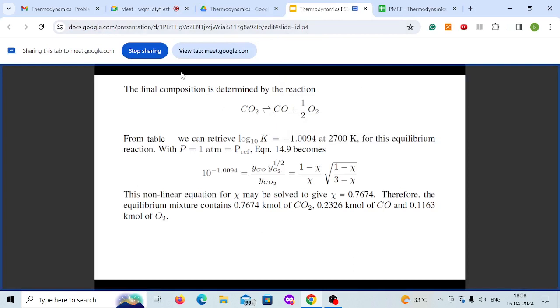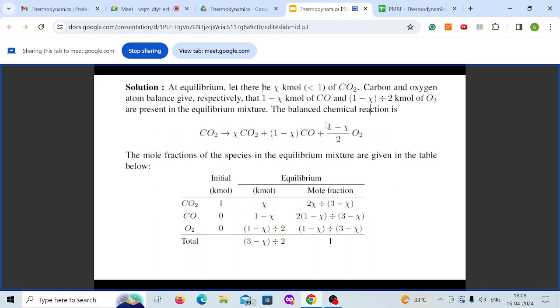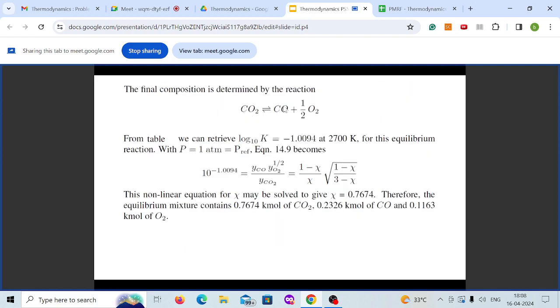Now to find out the final composition, the reaction, how the CO2 proceeds, is CO2 decomposing into CO plus half O2. This is the reaction, and this is the chemical equilibrium which we have specified. The forward and backward arrows show that it has reached equilibrium. So CO2 is in equilibrium with CO and half O2.